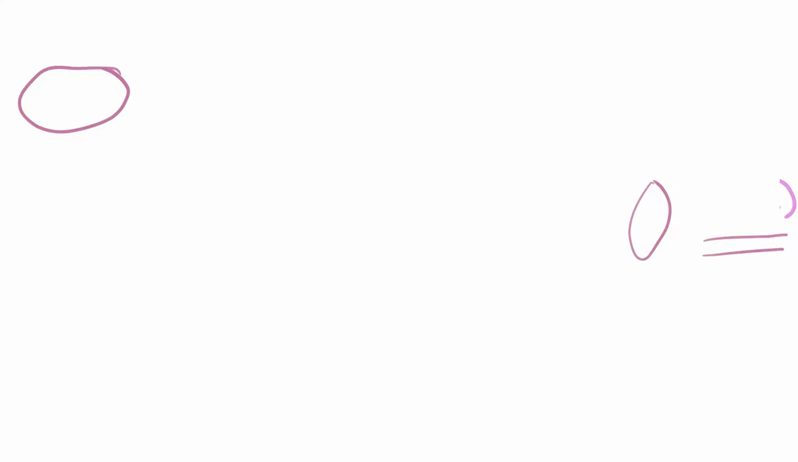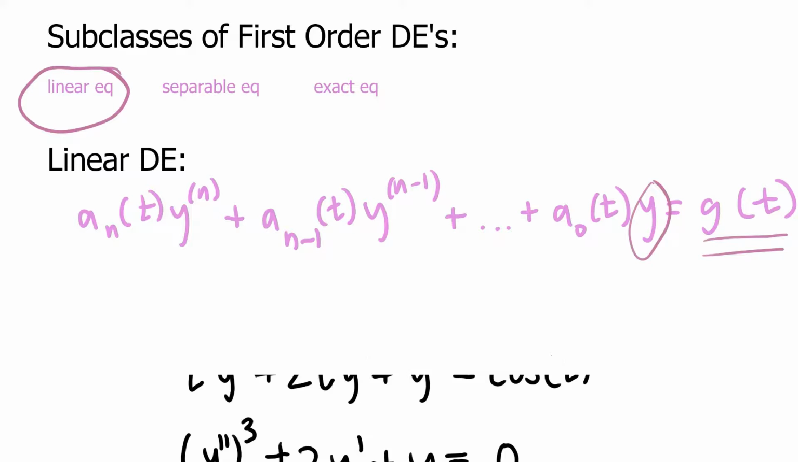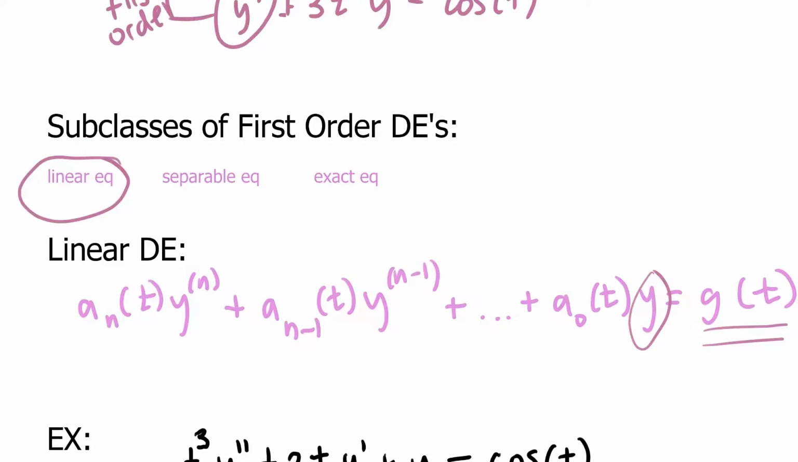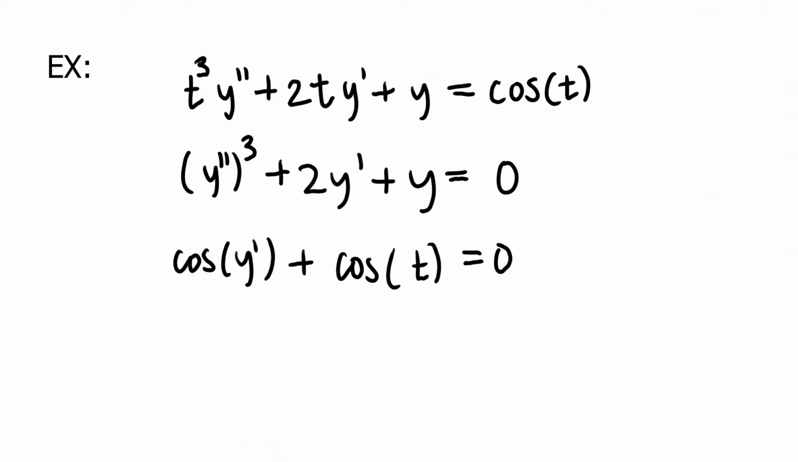Okay, here are some examples that we have here. I'm going to go through these and determine whether they are linear or not linear.